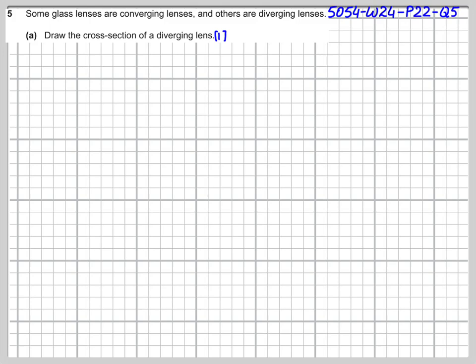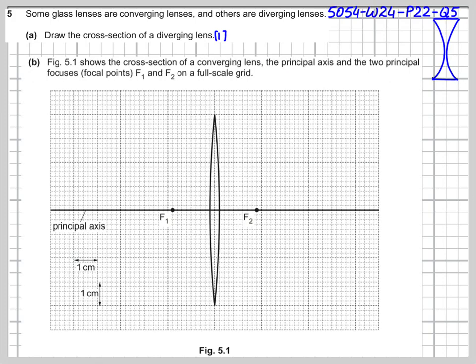So look, this is how a diverging lens would actually look like. It's thin at the bottom, at the center, and curved inwards. This is how a diverging lens looks like. ये आपने बनाना है. Then the next part is figure 5.1 shows the cross section of a converging lens.